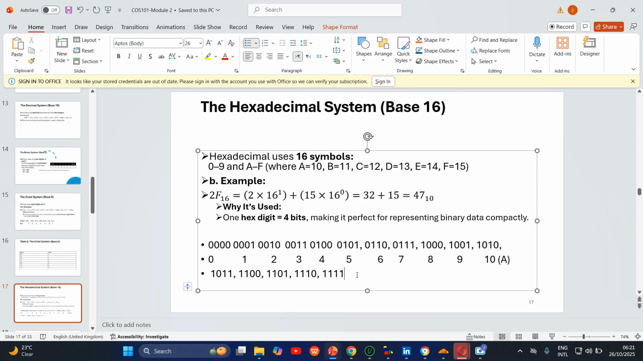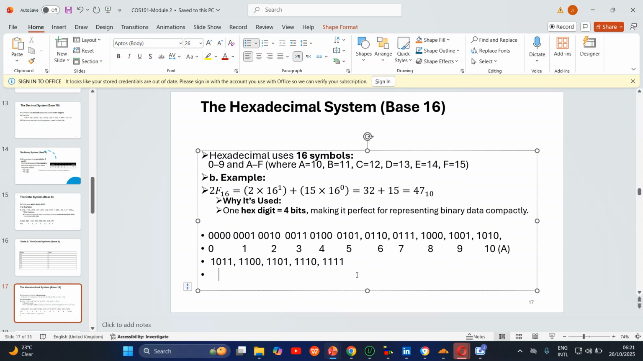Then coming down here, this is 11, which is the same thing as B. Now this is 12, which is the same thing as C. This is 13, which is the same thing as D. This is 14, which is the same thing as E. Then this is 15, which is the same thing as F.